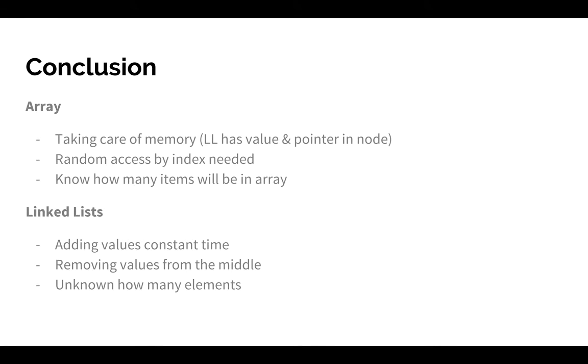And as a conclusion, you want to use an array if you want to take care of the memory, because a linked list has a value and a pointer in a node, so that's heavier. And random access by index needed. That means, as I have explained, if you want to access an element anywhere in the array, you can just use its address and you can access that.